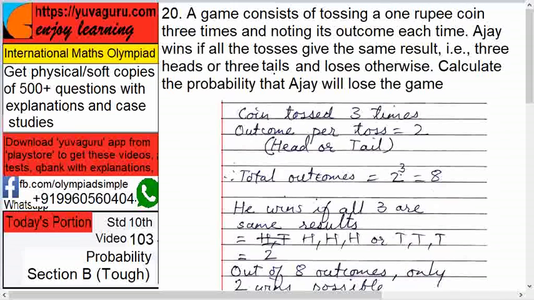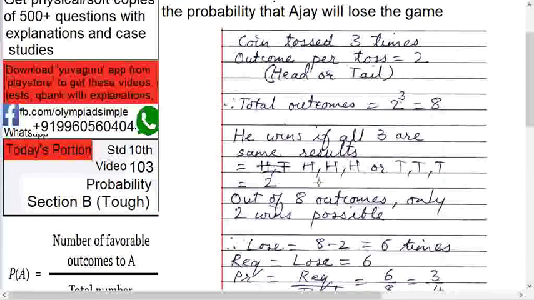Now he wins if all the 3 are the same results. So what can be the 3 results? Either they can be head or tail, right? Other than these he won't win. So out of 8 outcomes only 2 wins are possible. So losses, how many possible? 8 minus 2, 6 times, right?